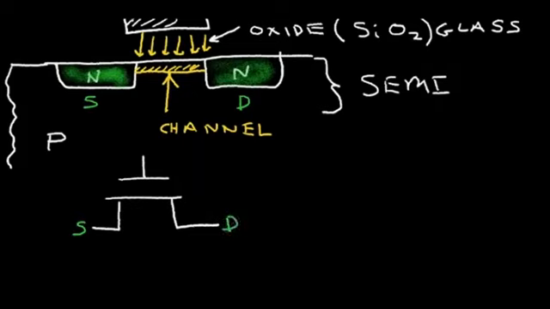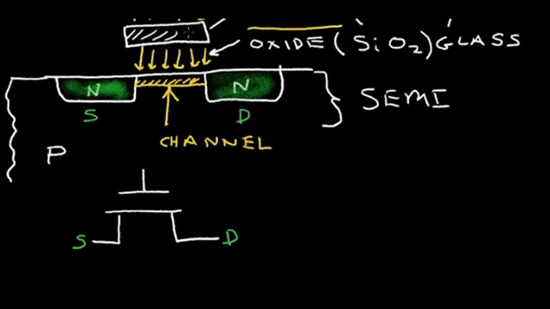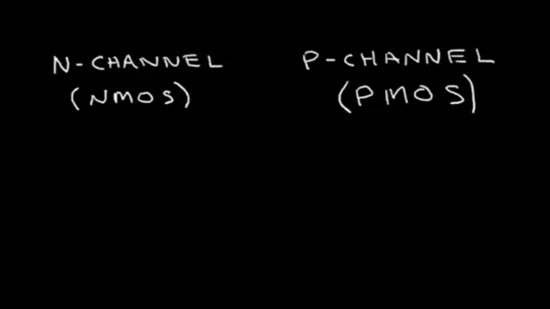And this region here is the gate material, which is this gate connection. So what happens, you can think of this symbol as the gate voltage is increased, you get an electric field in this insulating glass region, and that electric field forms a channel between the source and the drain.